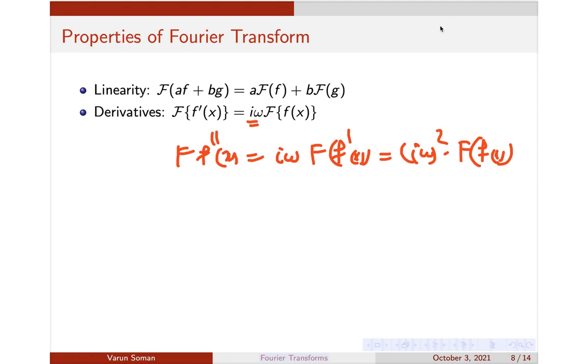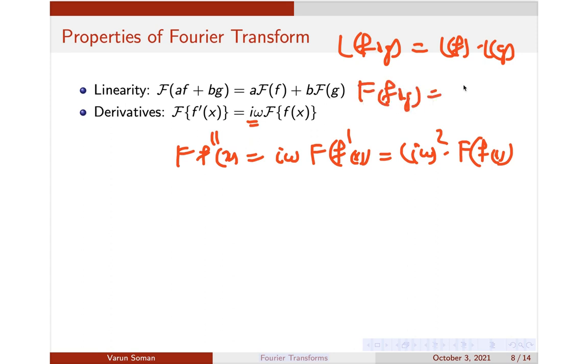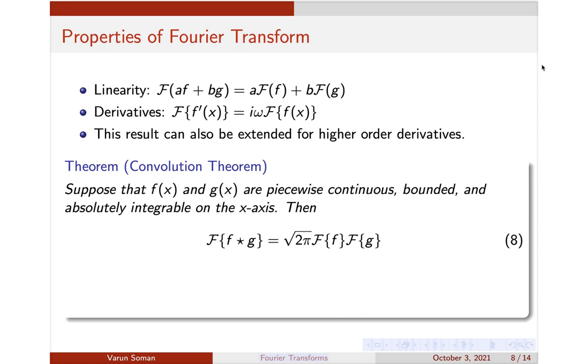In the Laplace transform, the convolution property was L of f star g is simply L of f into L of g. Here there is a slight change. Here the Fourier transform of f star g will have a factor of root 2 pi into the Fourier transform of f into the Fourier transform of g. So that is the convolution theorem in the Fourier transform case. This is similar to the convolution property of the Laplace transform.